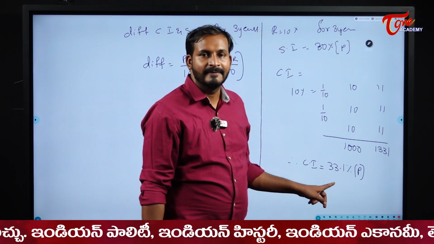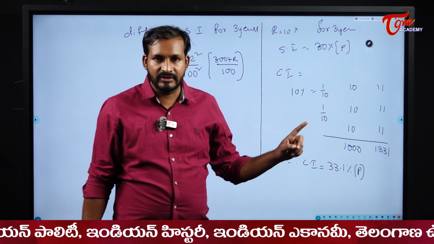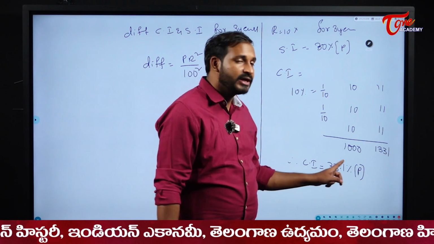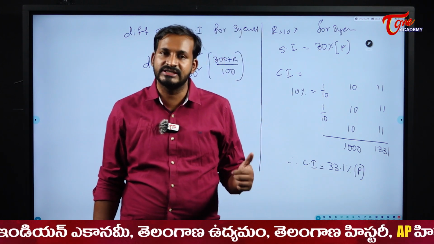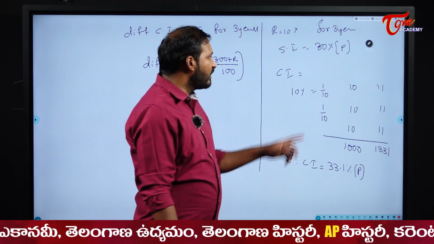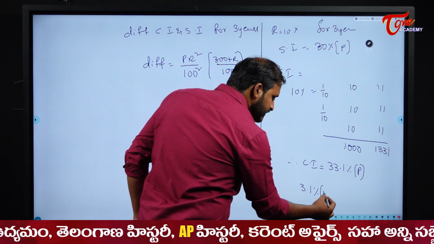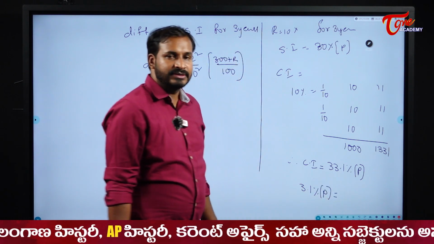33.1% of principal. See students, those who have not watched our previous video, compound interest, please do watch it once so that you will get why I have written here 33.1% directly. Okay. So, what is the difference you will get here from here to here? 3.1% of principal.